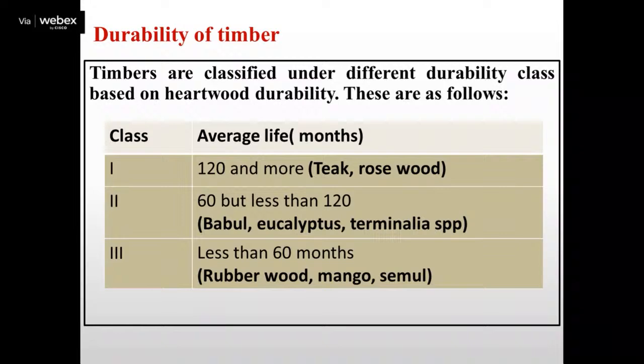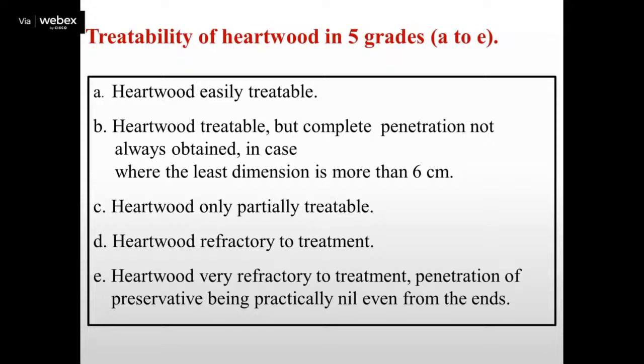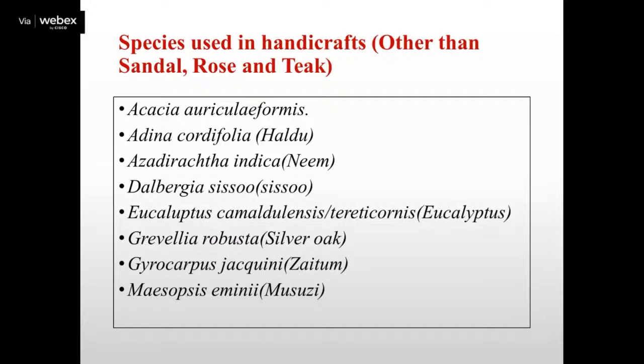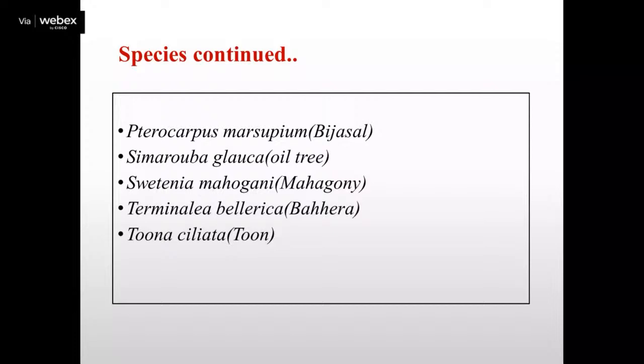So treatability and durability we have seen. Based on the durability and treatability, we have to choose the treatment methods and suitable preservatives. Treatability of wood is classified from A to E. Heartwood is classified from easily treatable to very difficult to treat, in groups A, B, C, D, E. We have to see which class it belongs to. And the species used in handicrafts have been mentioned by the experts, so no need to go into this.